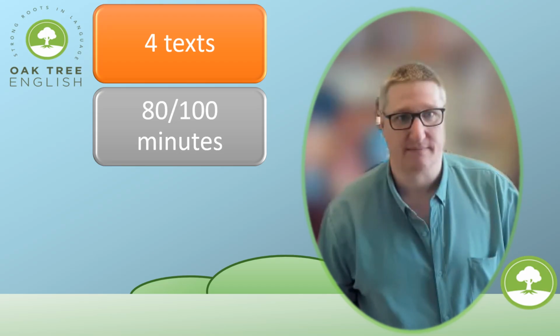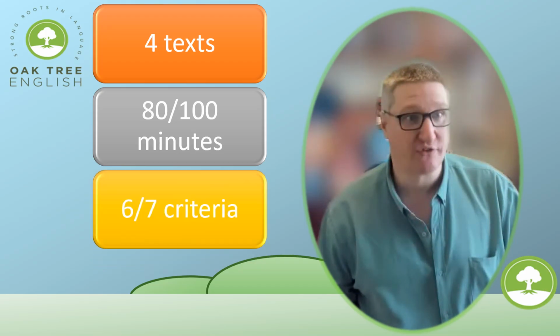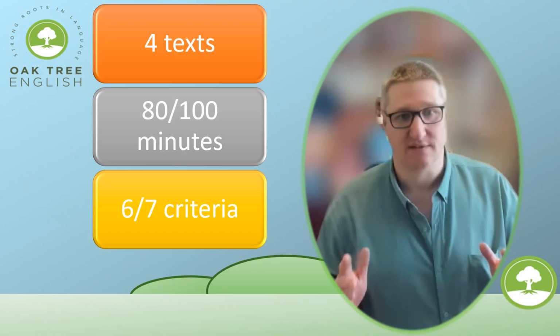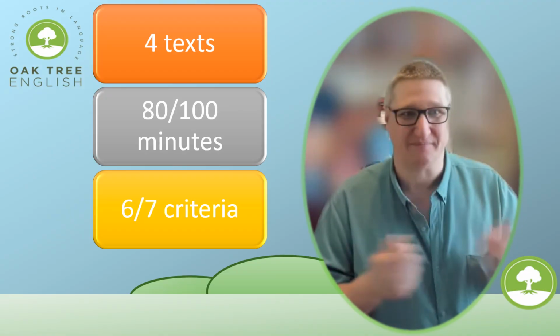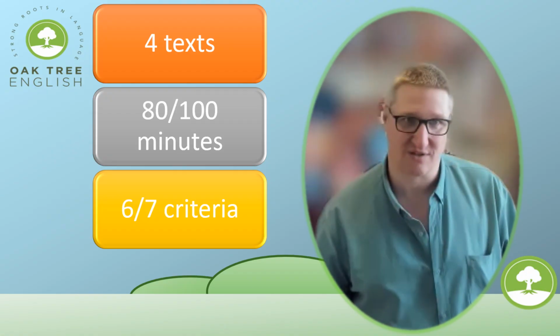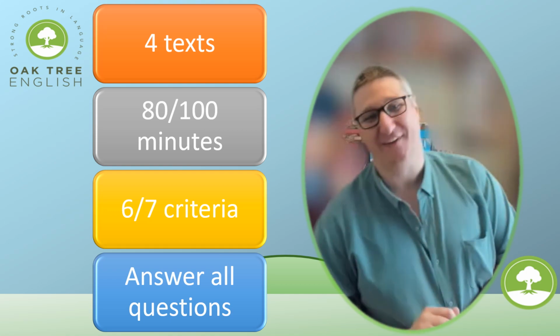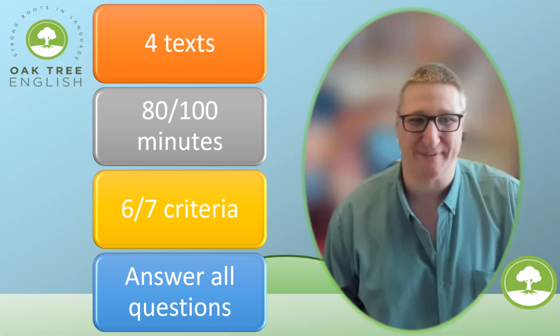So, to recap, there are 4 texts to read and understand in 80 or 100 minutes, depending on whether you're level 1 or level 2. There are 6 or 7 criteria to satisfy, depending on whether you're level 1 or level 2. You must answer all questions. Guys, you've got this. Go and enjoy yourselves. This is quite a fun exam to do.